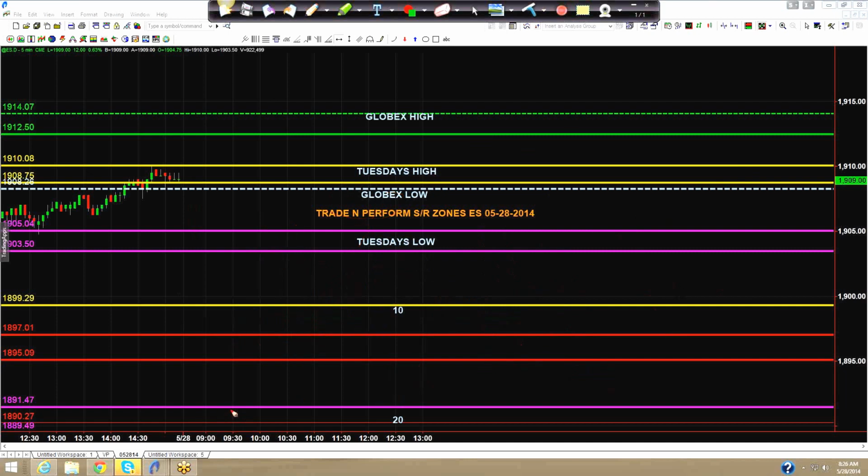I don't think we'll see below this 1991 area. If we do, I'll call it out. There's another open gap sitting right there. And my guess is we're going to still close within this plus or minus 10 range for the day. There's just nothing to drive us down unless we just get long liquidation. Let's go to the 15-minute chart really quick.